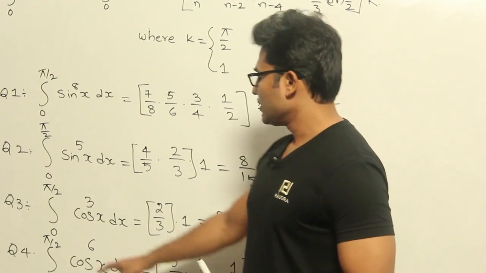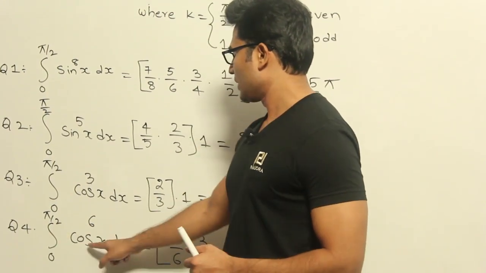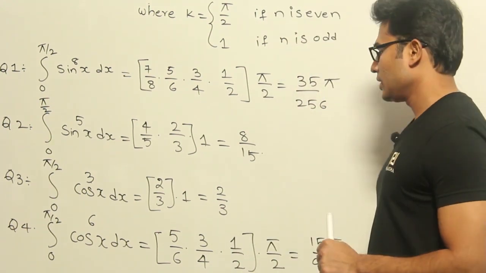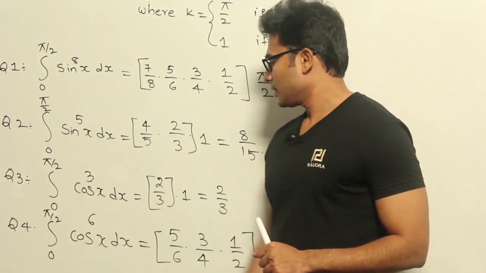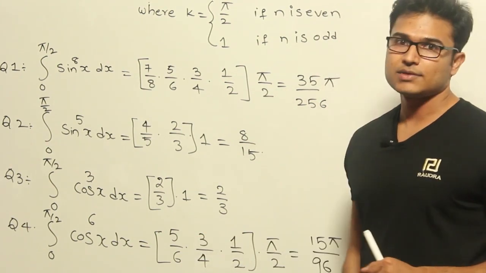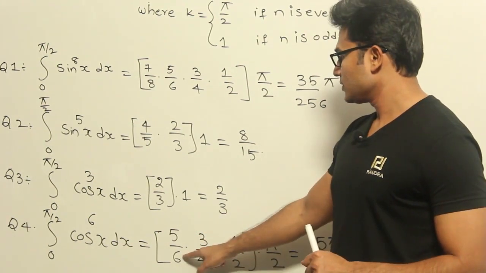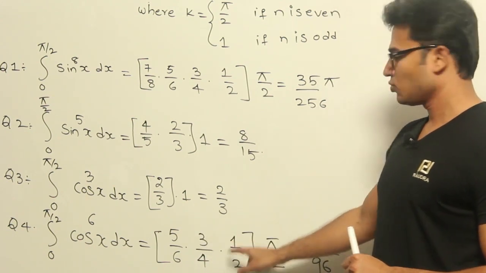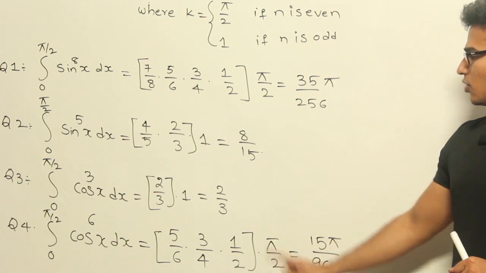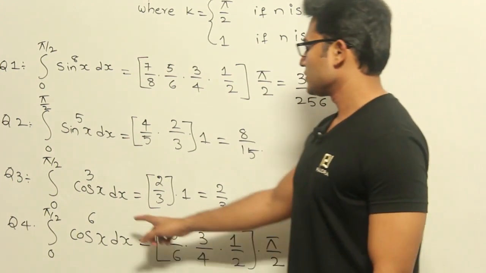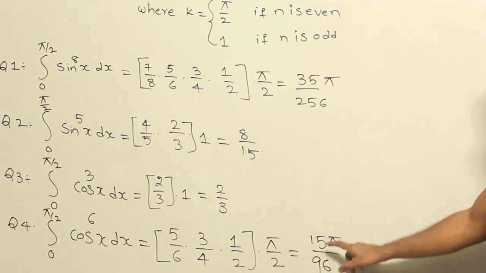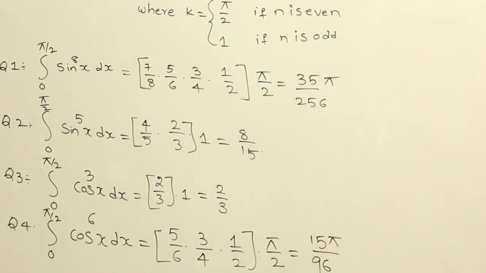And the next one is integral 0 to pi by 2 cos power 6x dx. So how to solve it? Now again n minus 1, n minus 2, n minus 3, like that. So if you write like this, 6, 5, 4, 3 and 2, 1, which means we have reached 1 by 2 and we are going to stop there. Multiply with what number? That depends here. So since it is an even number, you are going to multiply with pi by 2. So here you got 15 pi by 96.